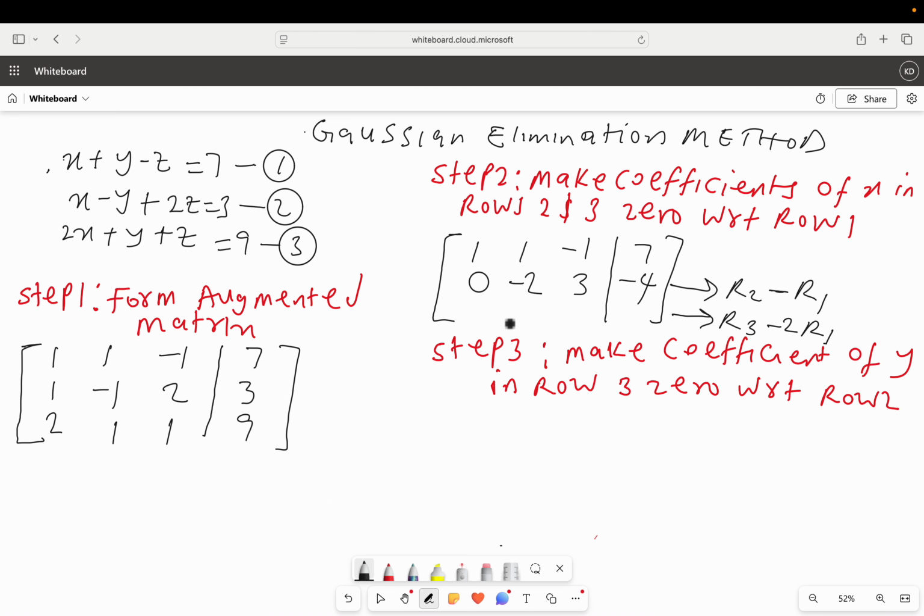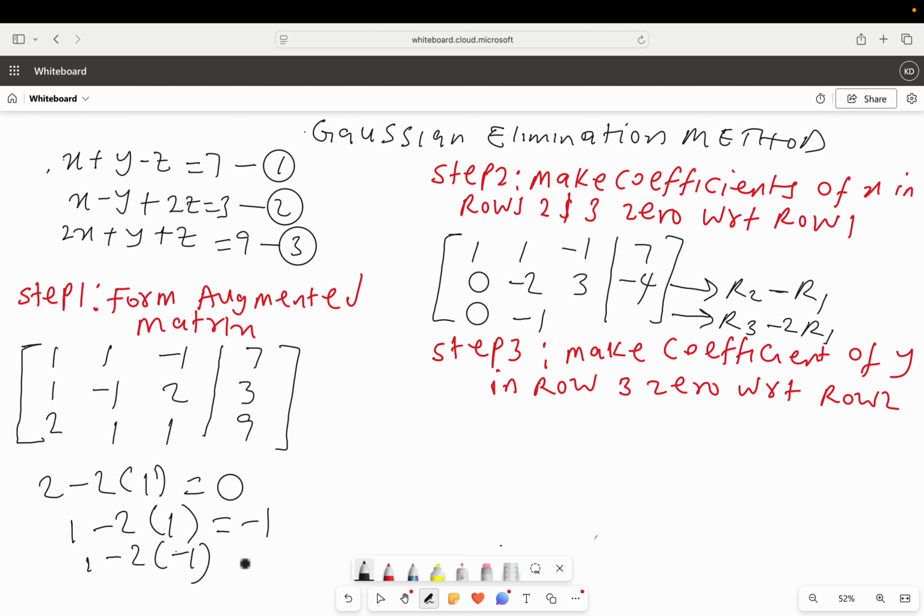I will now form the elements of my third row. So I need to use this formula. I just have 2 minus 2 into 1, which will give me 0. So I'll have 0 here. For the second element, I will just have 1 minus 2 into 1. So I'll have minus 1 here. Then for the third element, I will have 1 minus 2 into minus 1, which will give me 3. So I'll have 3 here.